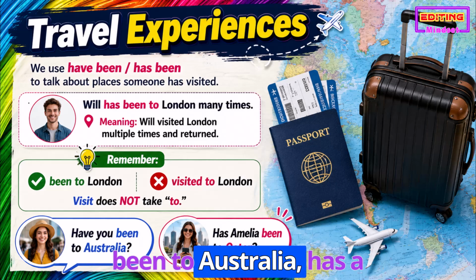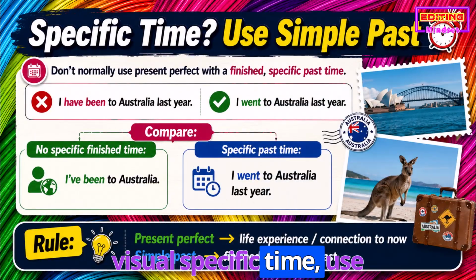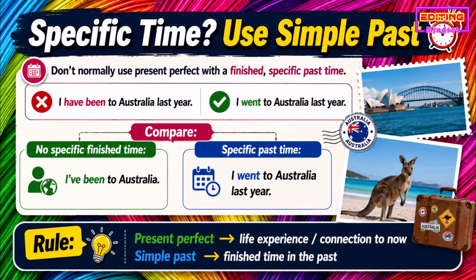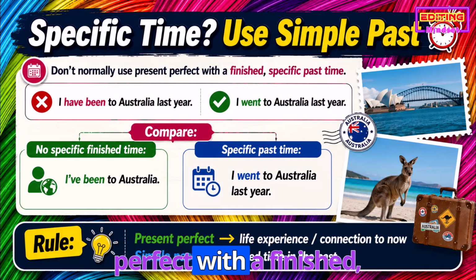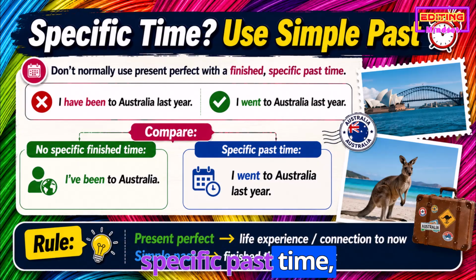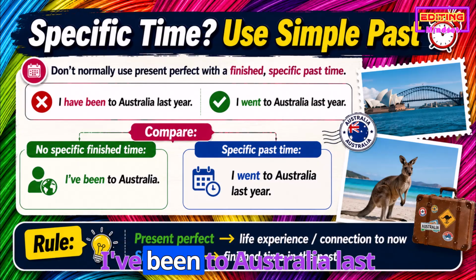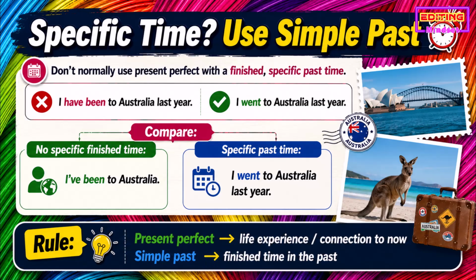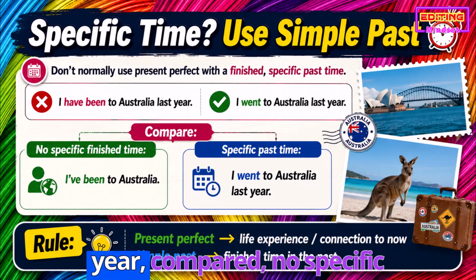Have you been to Australia? Has Amelia been to Qatar? Specific time? Use simple past. Don't normally use present perfect with a finished, specific past time. Incorrect: I've been to Australia last year. Correct: I went to Australia last year.